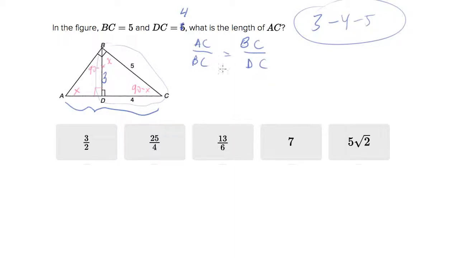But we know three of these, and we can just plug them all in. So AC, which we want to know, over BC. BC is 5, again BC is 5, and DC is 4. So AC equals 25 over 4, which is the second answer choice.